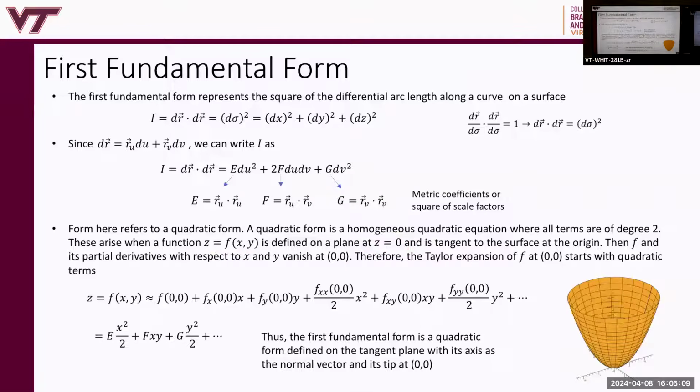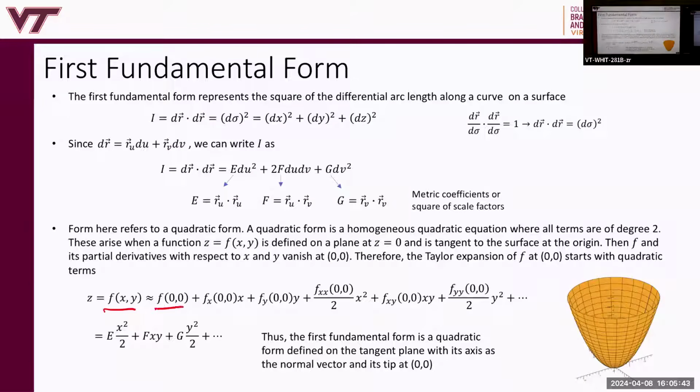So we define this kind of open quadratic, second order approximation to a wavefront or a surface on a tangent plane here, right? The tangent plane to the surface. And so if the tip of this quadratic surface, for example, is at z equal to 0, and it's defined over the tangent plane, then f and its partial derivatives with respect to x and y vanish at z equal to 0.